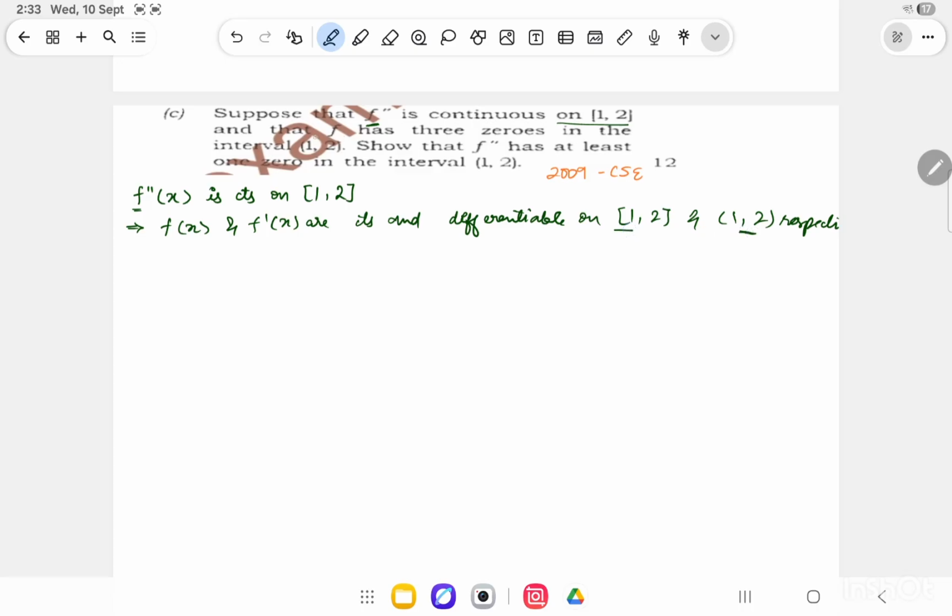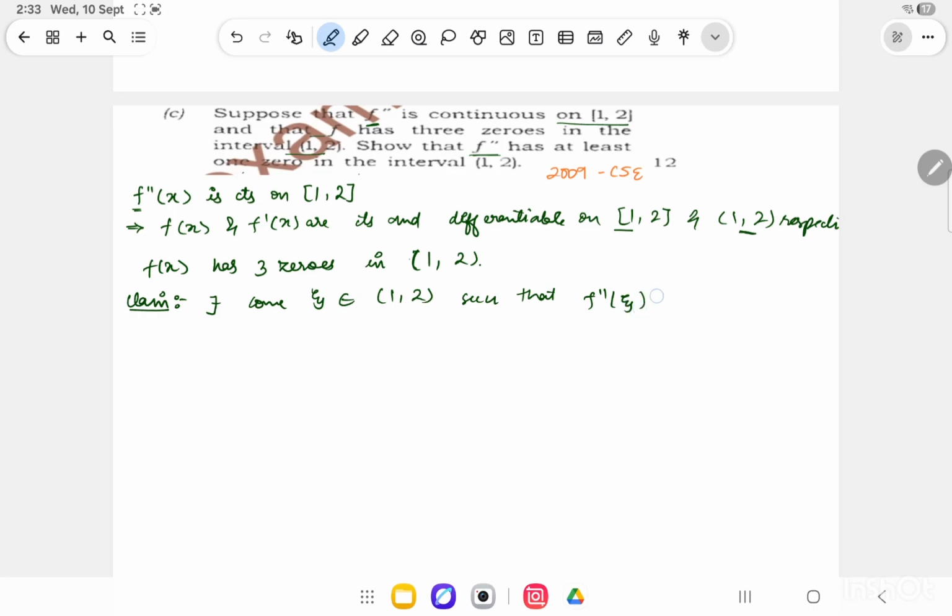And the question further says that f has 3 zeros in the interval (1, 2). f(x) has 3 zeros in the open interval (1, 2), and we are supposed to show that f'' has at least 1 zero in the interval. That is, we claim that there exists some ξ belonging to the open interval (1, 2) such that f''(ξ) is equal to 0.